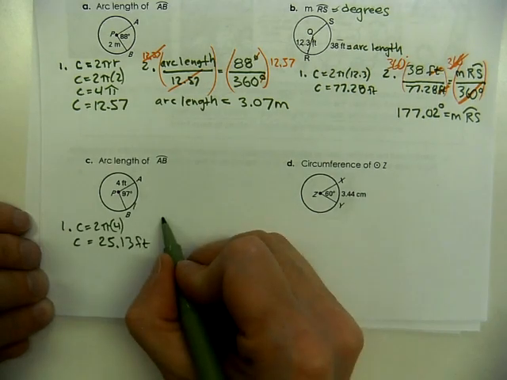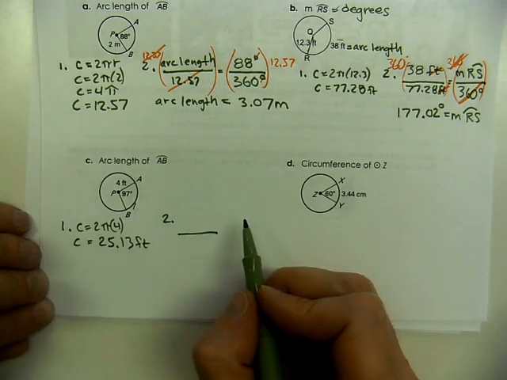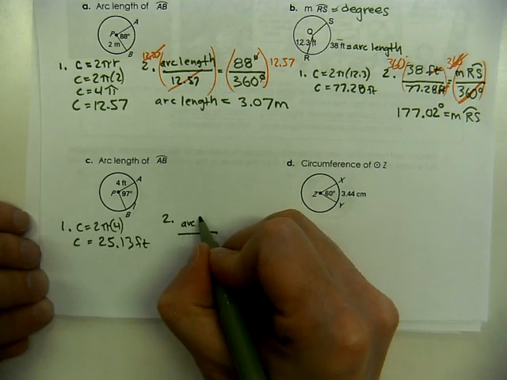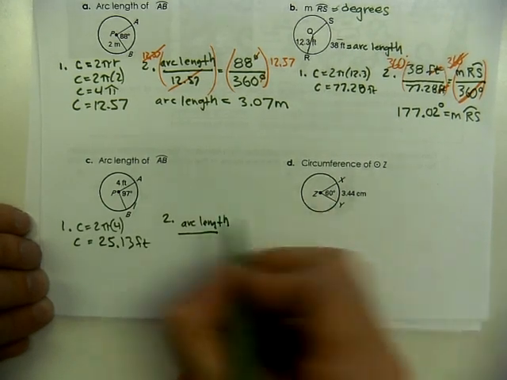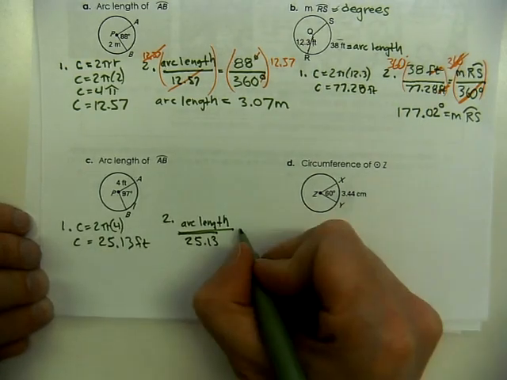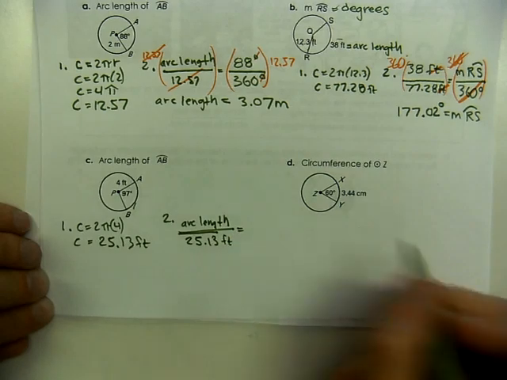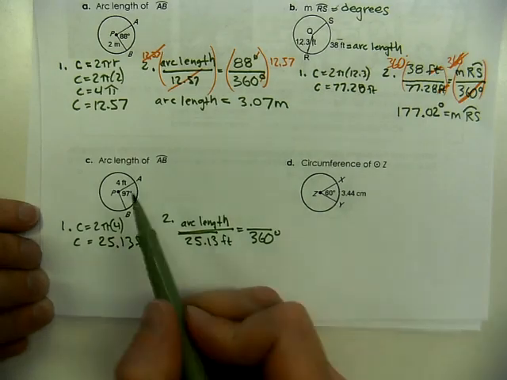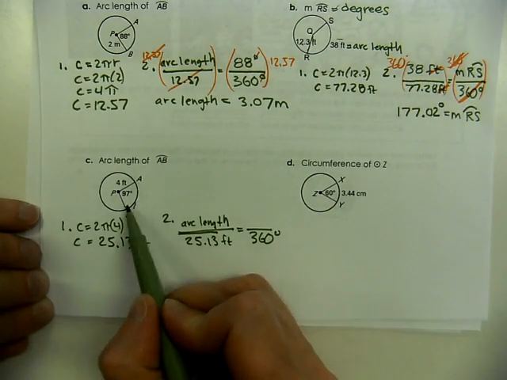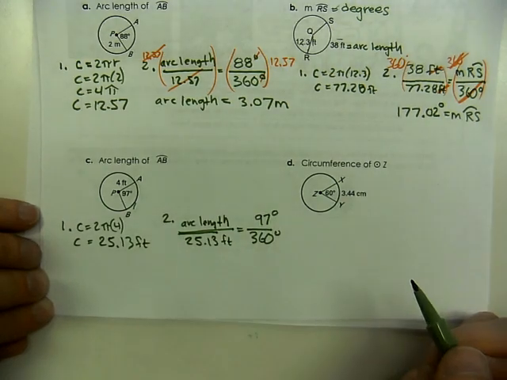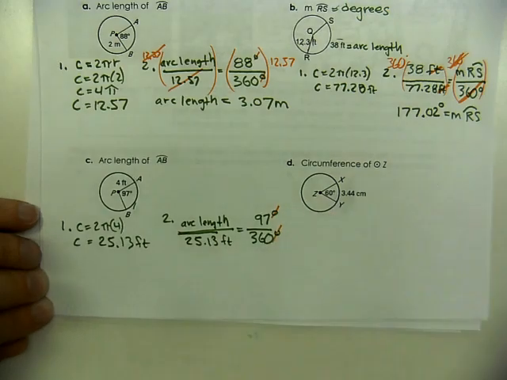Again, that's in feet. Step number 2, we're going to build our proportion. So we want the arc length. That's what we have to find. So the arc length over the circumference, which we just figured out. That's the 25.13. That's in feet. Equals, now we want the degrees. We know it's always over 360 degrees. Do we have an angle measure? We do. That central angle of 97 degrees is the same as its arc measure, so we have 97 degrees around the circle from point A to point B. Notice the degrees cancel out. That's why our answer will not be in degrees.